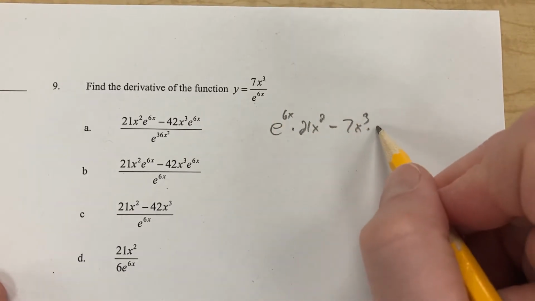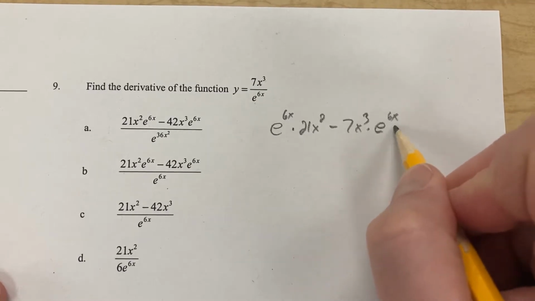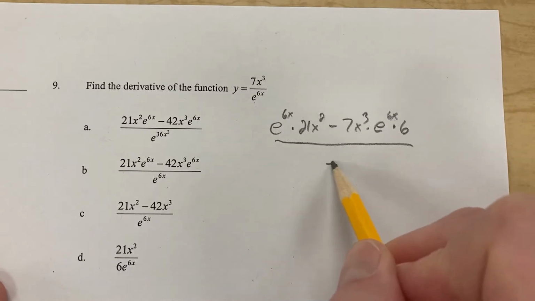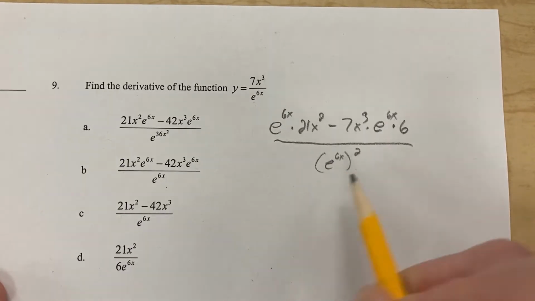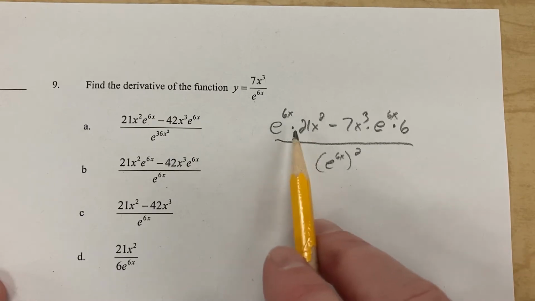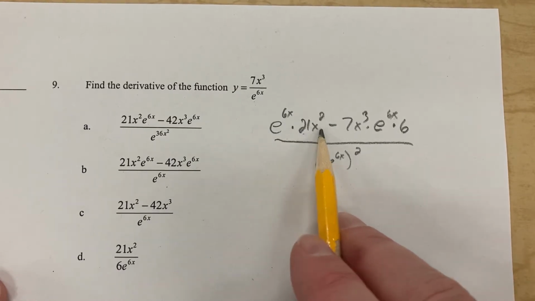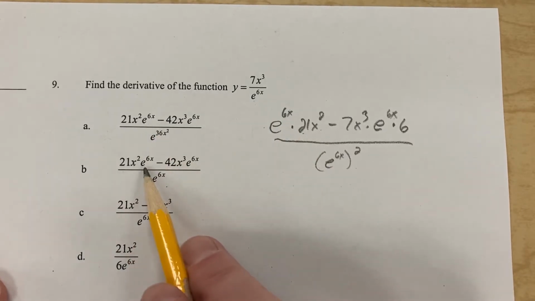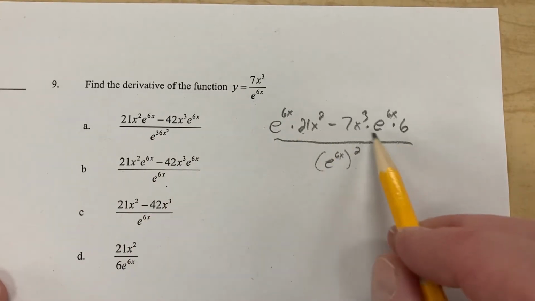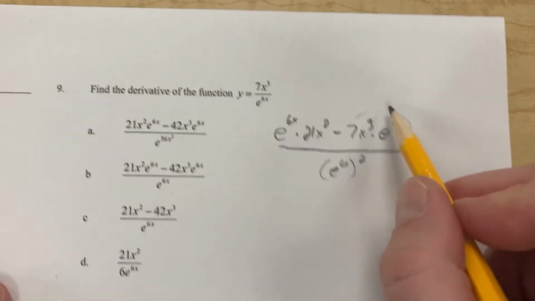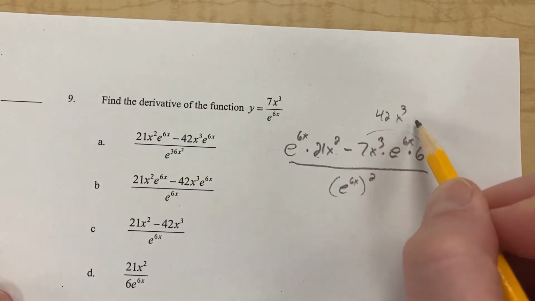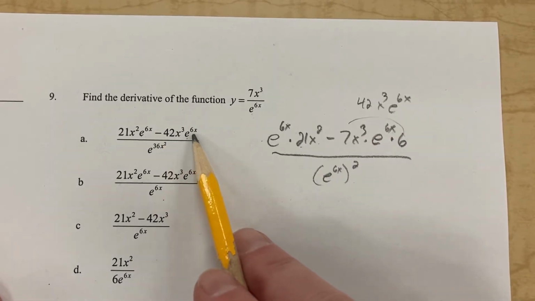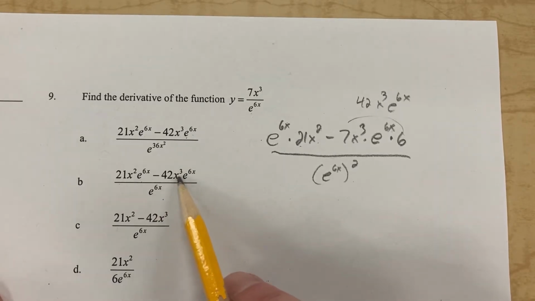Derivative of the e to the 6x is e to the 6x, repeated, times the derivative of the exponent, which is 6. Okay, all over e to the 6x squared. All right, so now if we try to work our way through it, we see we have 21x squared e to the 6x on the top, and that matches up with A and with B. If we put this together, we have 42x to the third e to the 6x there. That works there and there, okay?